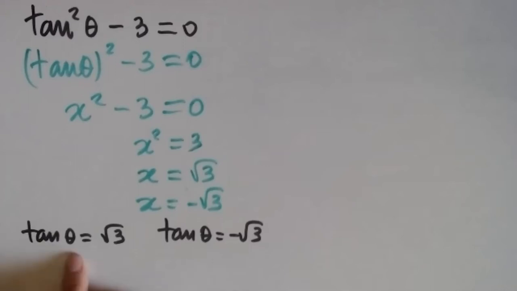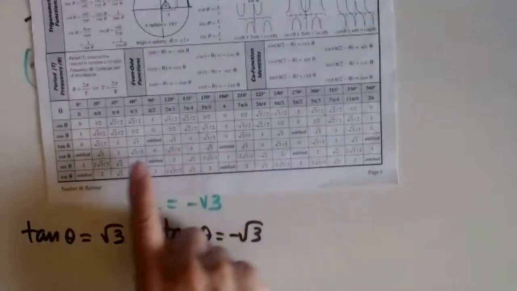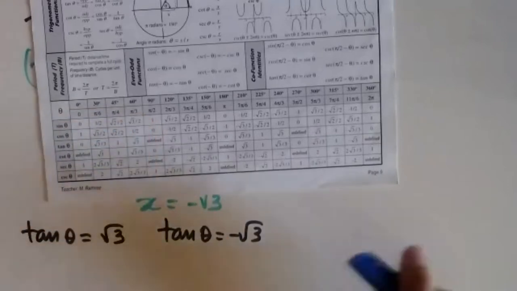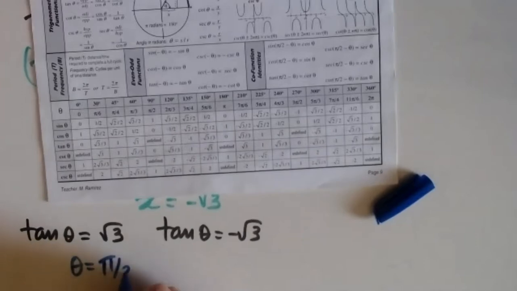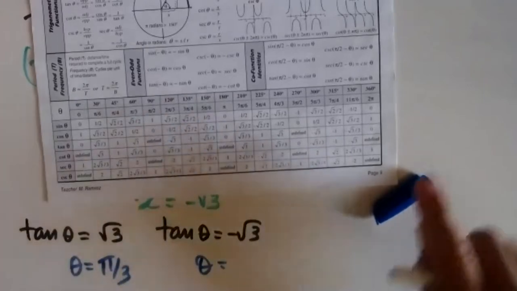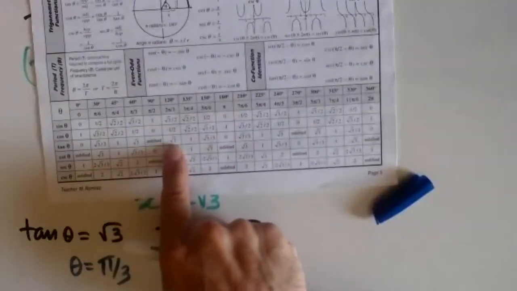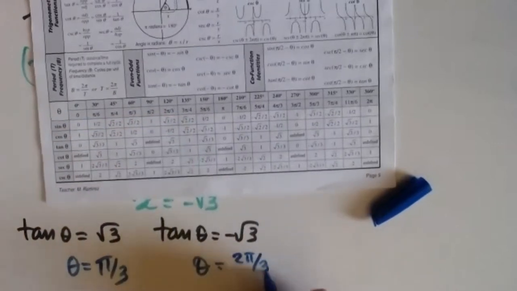Okay, for what angle is the tangent square root of 3? Well, again, my table here. You see? The tangent of square root of 3 is pi over 3. Theta equals pi over 3. And what theta is this one, negative square root of 3? Here is the negative square root of 3 for tangent: 2 pi over 3.